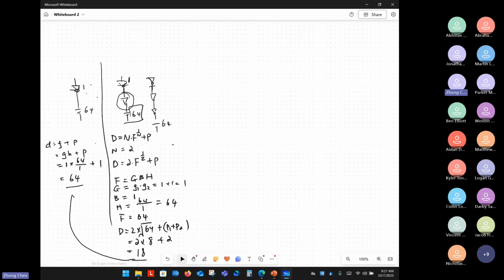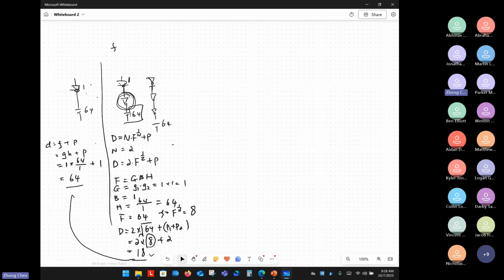Okay, and you may be wondering, how can I pick the size of this second inverter to achieve this best delay time? I remember the example we just went through, right? So we know the best stage effort, which is the small f. In this case, small f is equal to capital F to the power of 1/n, which is 8.